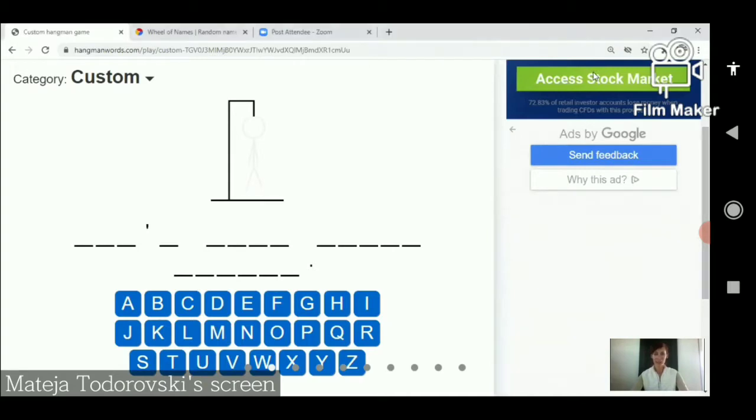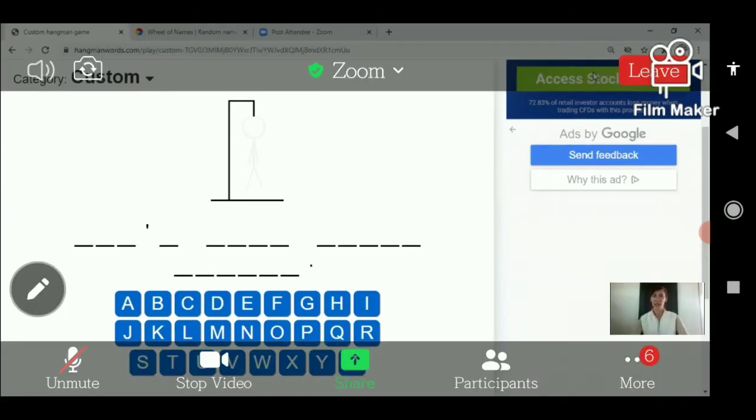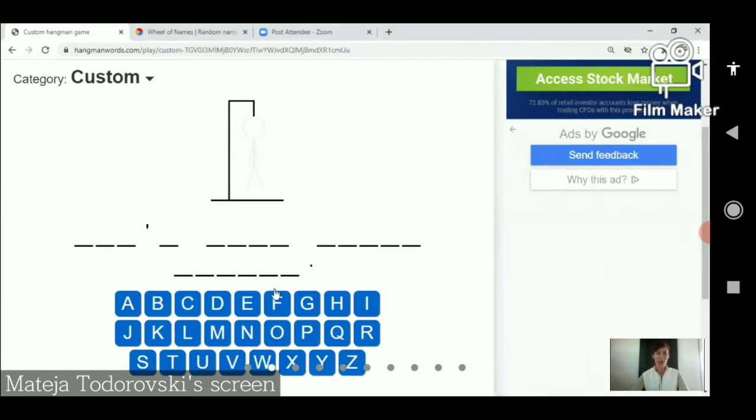So maybe we can just start with, I don't know, let's start with Bashir. Bashir, what letter do you want to choose? E. So you mean E probably in English. Is it this one? No, A is the first one. Oh, A. Okay. So let's put A. Yes, there are some A's.